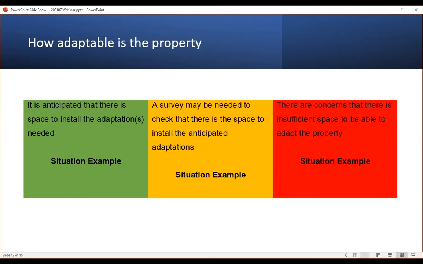And then the red flag is where we know that there is insufficient space, perhaps by using Google Maps, etc. Or to be honest, colleagues, our technical officers and our case managers, certainly in Calderdale, we've got housing types, so we tend to know whether there's going to be an issue or not.